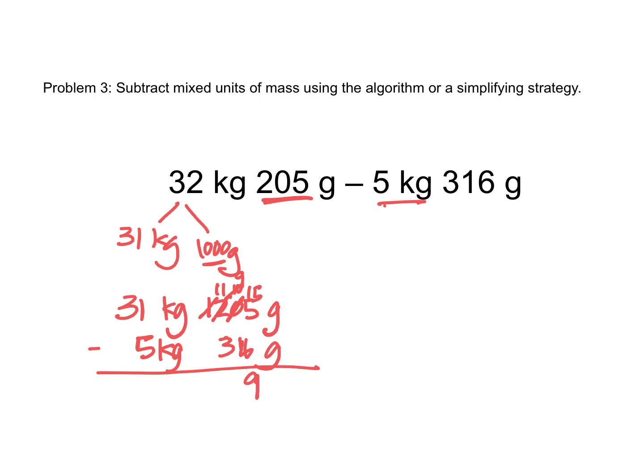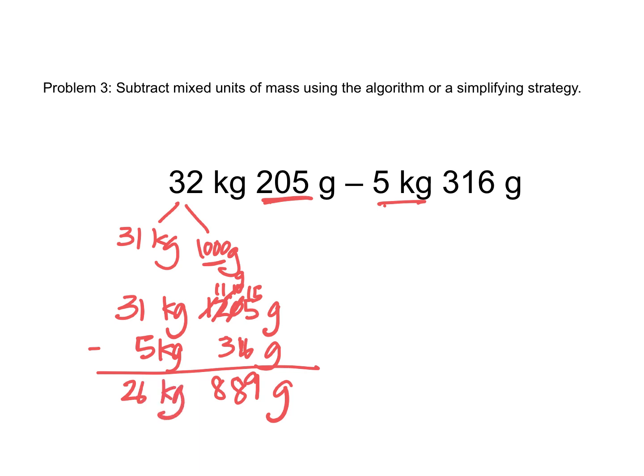9 minus 1 is 8. 11 minus 3 is 8. And 31, that's 889 grams. 31 minus 5 is 26 kilograms.